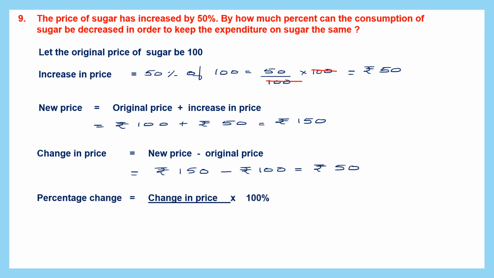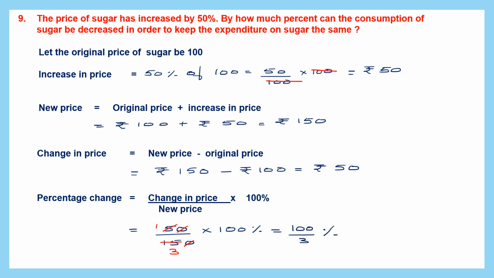This is the change in price. Now we have to find the percentage change, that is, change in price by the new price into 100%. The change in price is 50 rupees. The new price is 150 rupees. We have to multiply this by 100%. Cancel the 0. I can also cancel this. 5 ones are 5, 5 threes are 15. Nothing more to cancel here. So we have 100 by 3%.